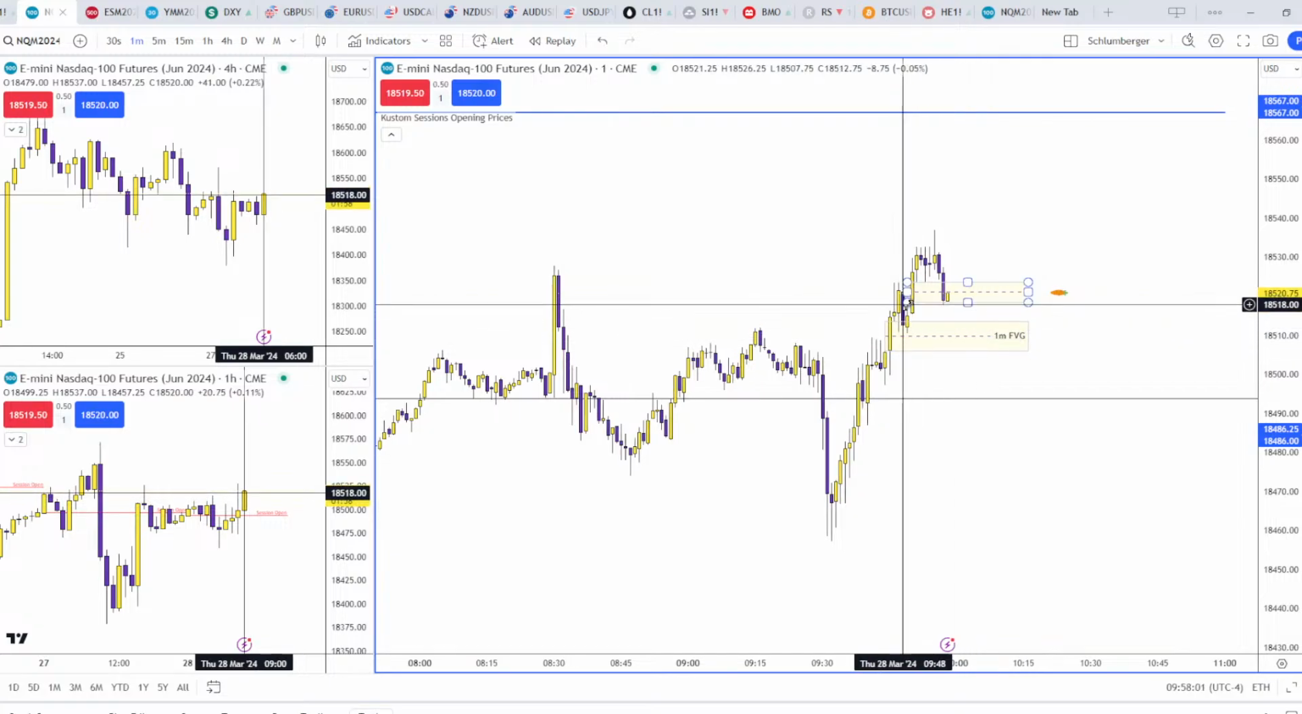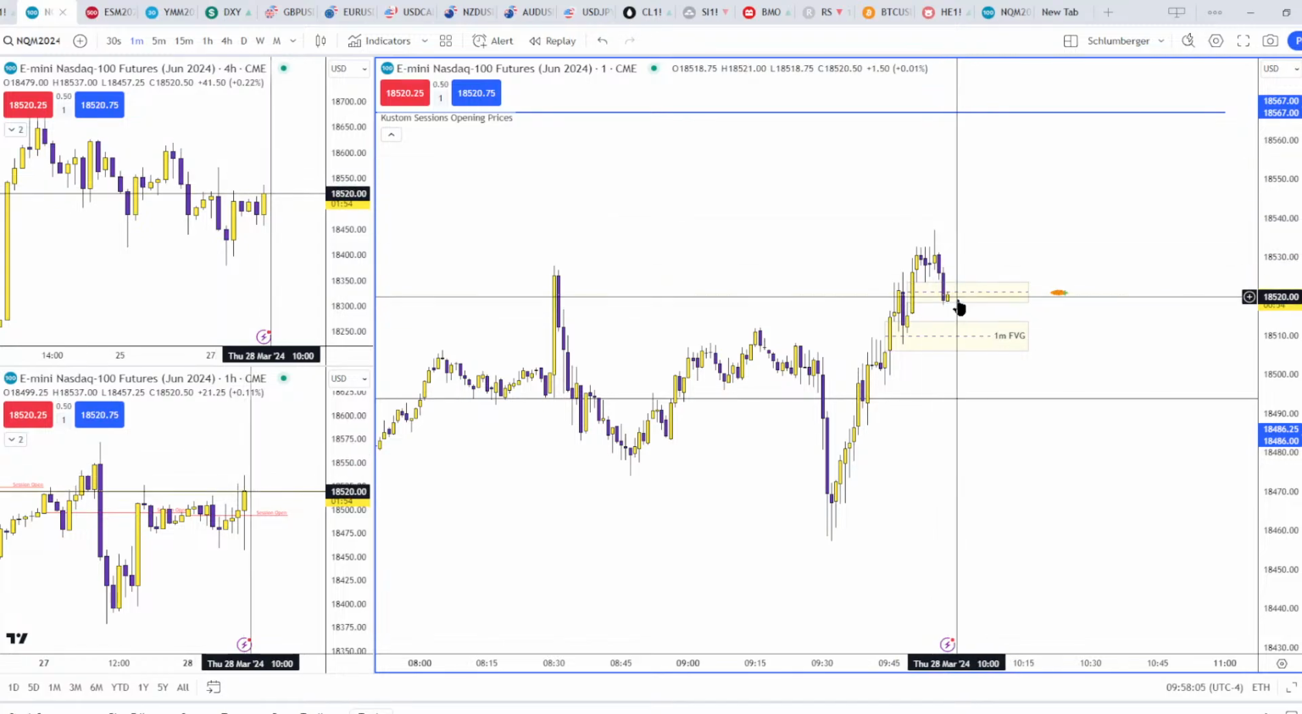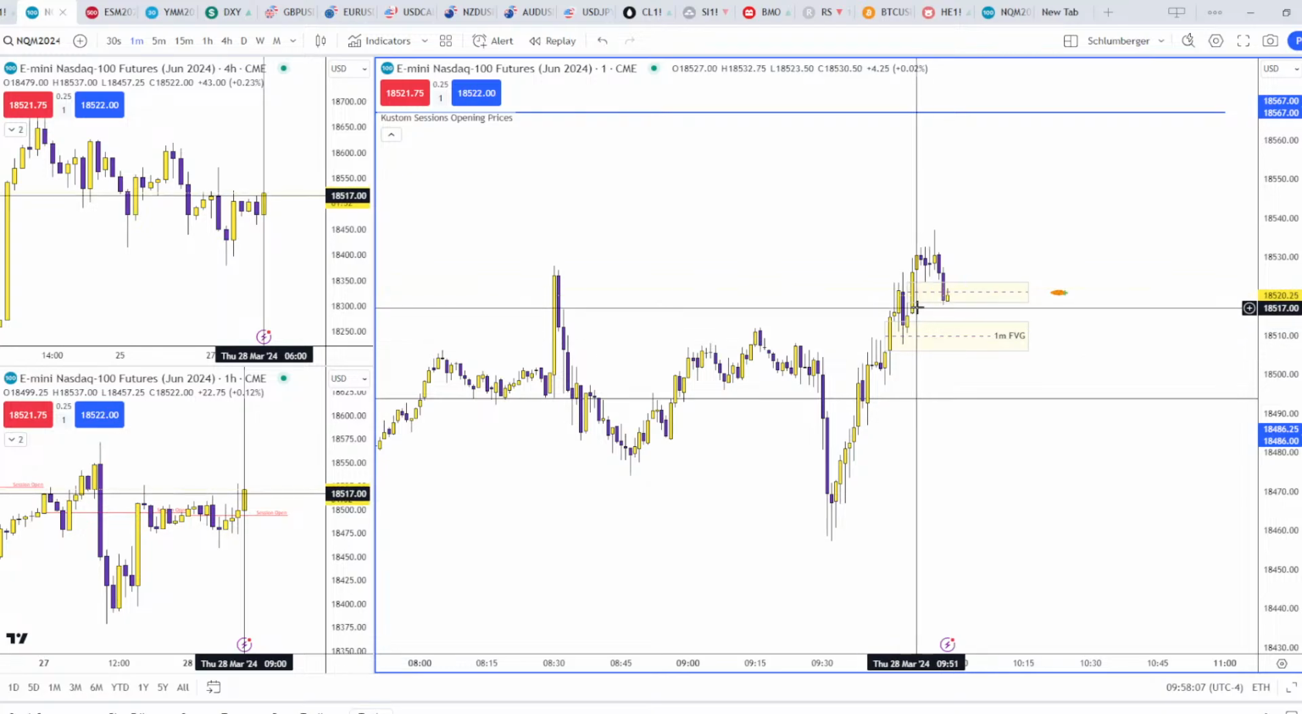And it did not. See that? It just bounced off of it. That's acceptable for still going higher. We need a body to get through that.